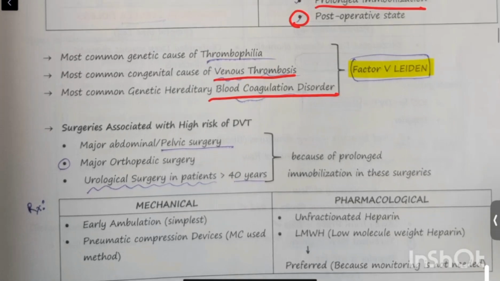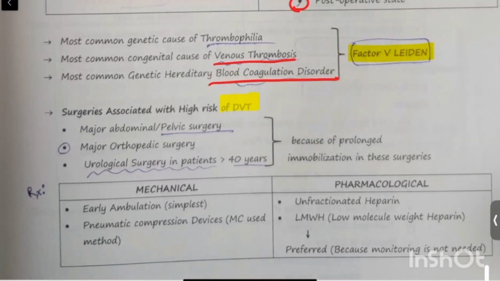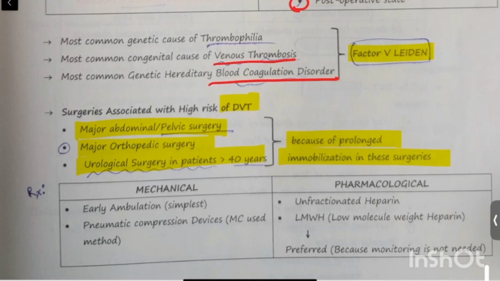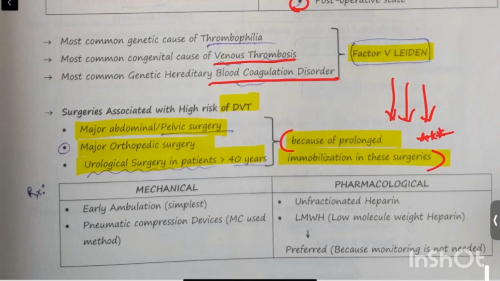Other than that, what are the surgeries that are associated with high risk for DVT? Basically, all lower limb or pelvic surgeries. So major abdominal or pelvic surgery, major orthopedic surgery, and urological surgery in patients more than 40 years. Why do these surgeries pose an increased risk for DVT? Because of prolonged immobilization after these surgeries. If there is prolonged immobilization, because of gravity, whatever blood is there will be pooling in the lower limb, right?